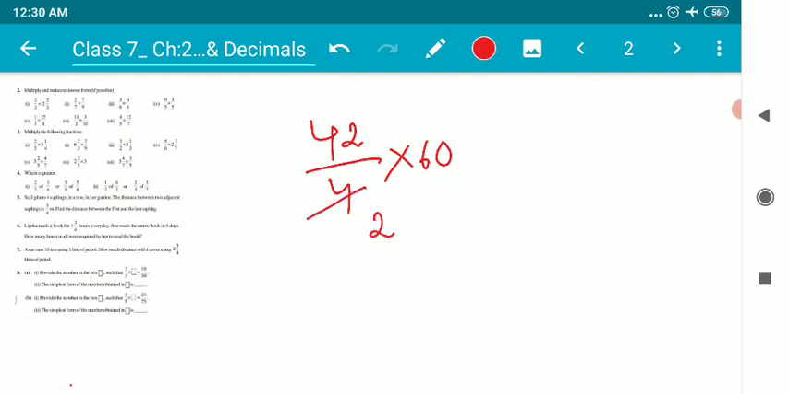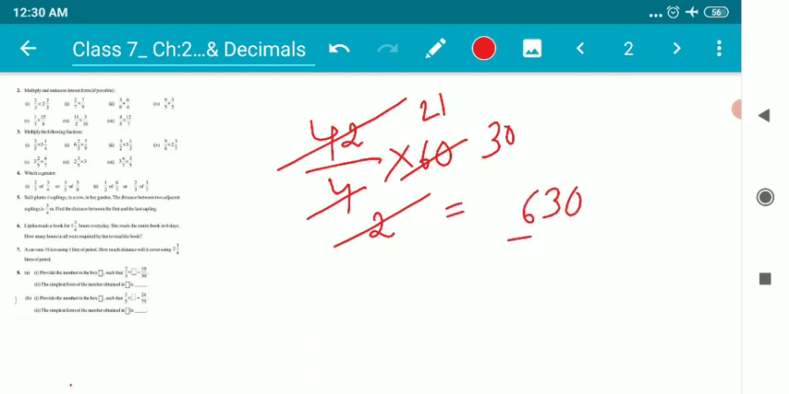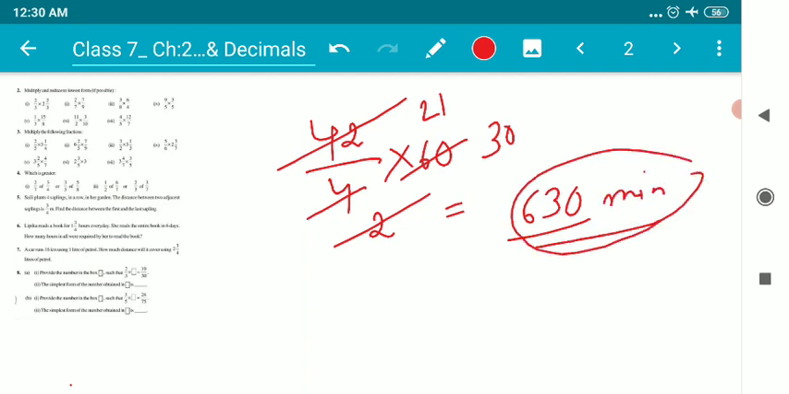So 2 2s are 4, 3 2s are 60. Now 2 will be cancelling this 42. 2 2s are 4, 2 1s are 2. So now children, 3 1s are 3, 3 2s are 6. 630 minutes.